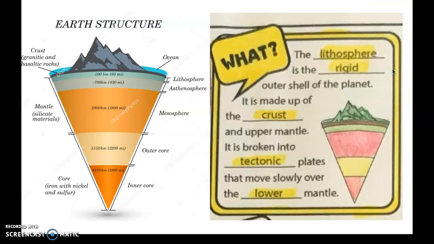What the continental drift theory says is that the lithosphere is the rigid outer part of the planet. We know that we live on the lithosphere. That's what we're studying right now. It's made up of the crust and the upper mantle. So if you can see right here, we've got continental crust and oceanic crust, and then we've got just a little bit of mantle right there. That's the lithosphere.